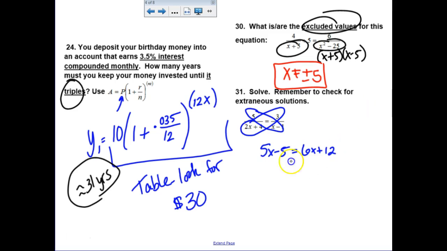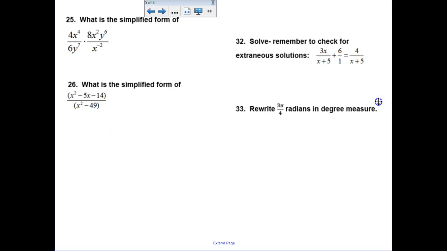And then we solve. So let's see, I'm going to subtract 5x. How about I subtract this 12 while I'm at it? Watch your signs here, though. This is a negative 17 equals x, which is my answer.